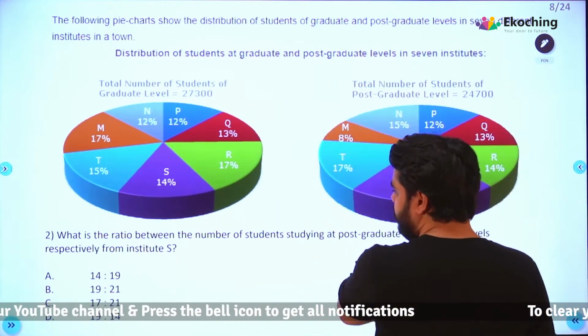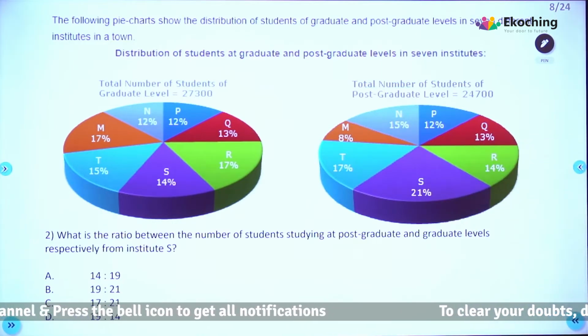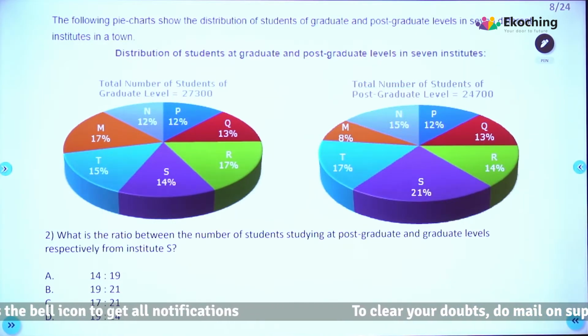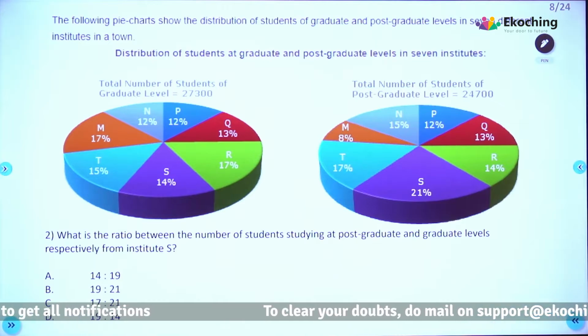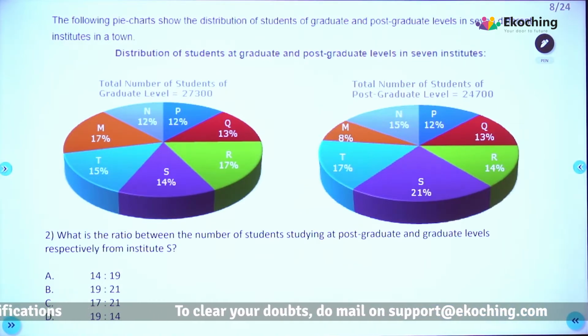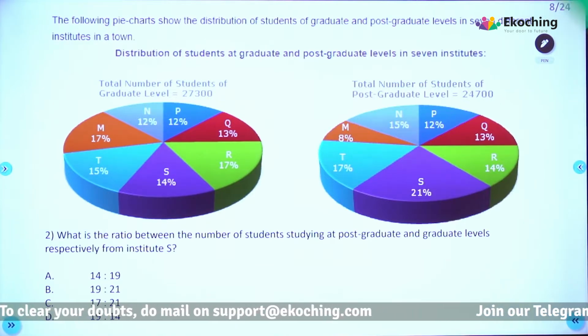Let's go to question number 2 now. What is the ratio between the number of students studying at postgraduate and graduate levels respectively from Institute S? Moderate, easy to moderate level question. Take about 1.5 minutes. Come back to me when you have an answer in your hand.